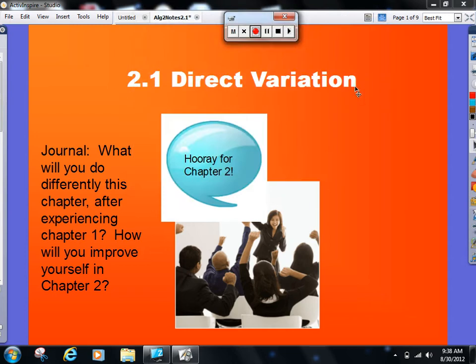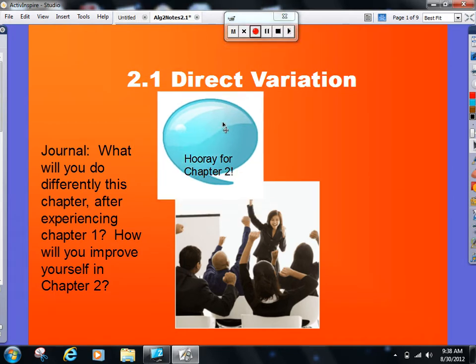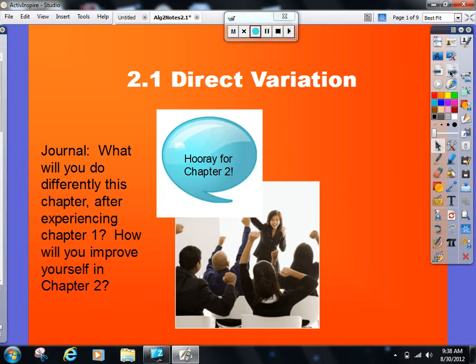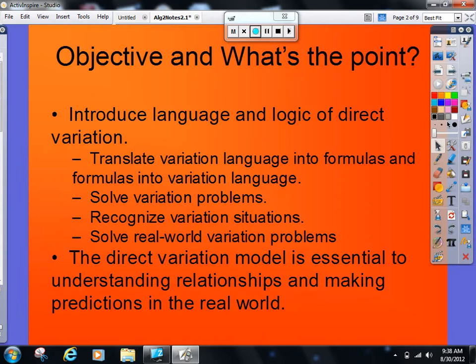Okay, these are the notes for section 2.1 on direct variation. Hooray for chapter 2. I know you're all very excited about that. Here is your journal choice. I think a lot of you will choose to do this one because it's pretty simple. Okay, objective and what's the point?